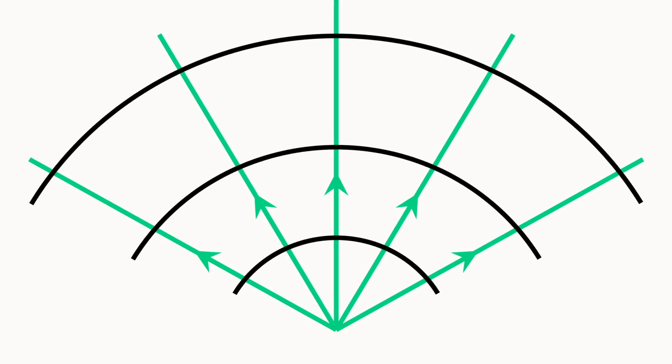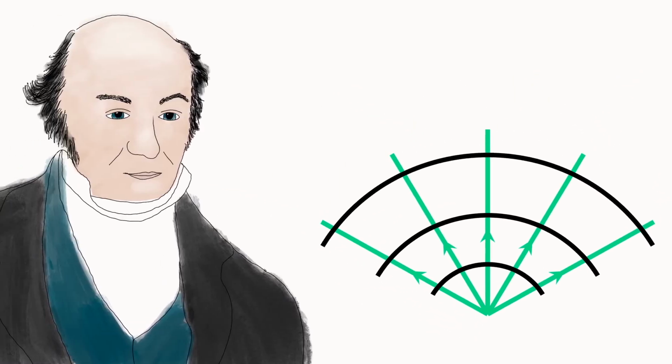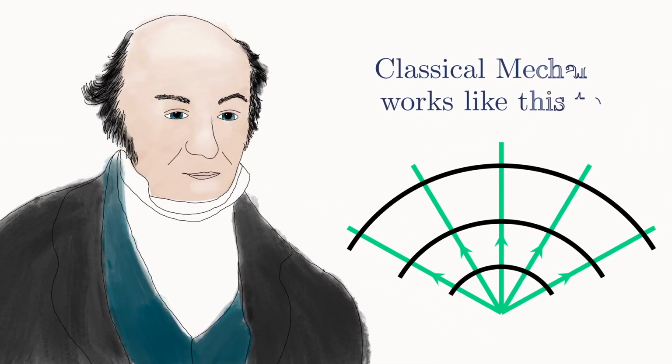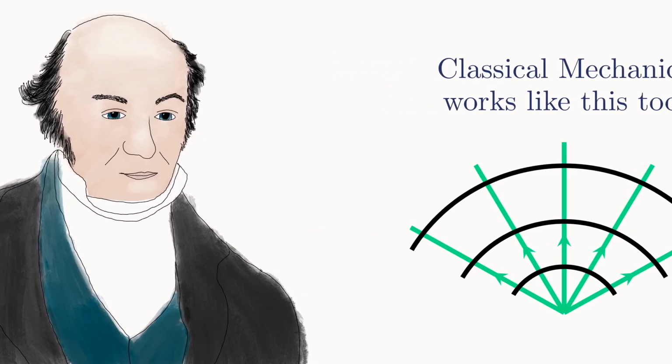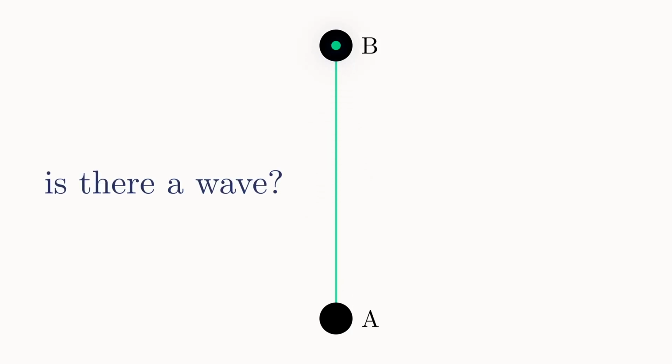Amazingly, according to Hamilton's optical-mechanical analogy, particles in classical mechanics can be described in the exact same way. Let's now imagine just one classical particle that moves from point A to point B. The trajectory the particle takes here corresponds exactly to how a light ray travels. But what about the wave picture? What could possibly be the wavefront we use to describe this classical motion? It's none other than the action.